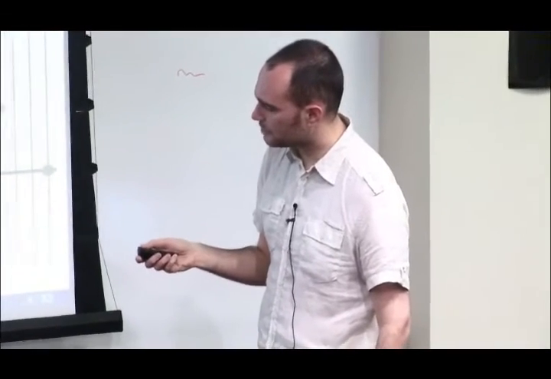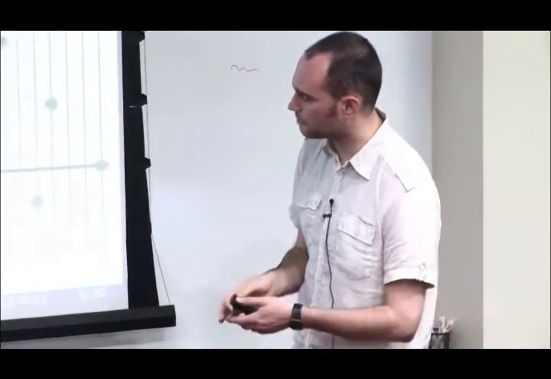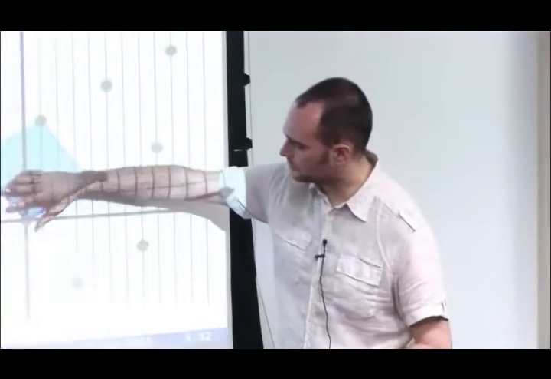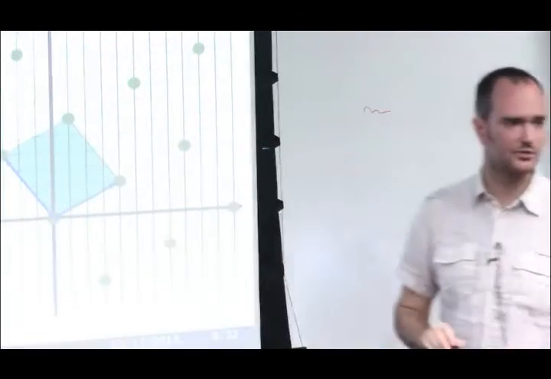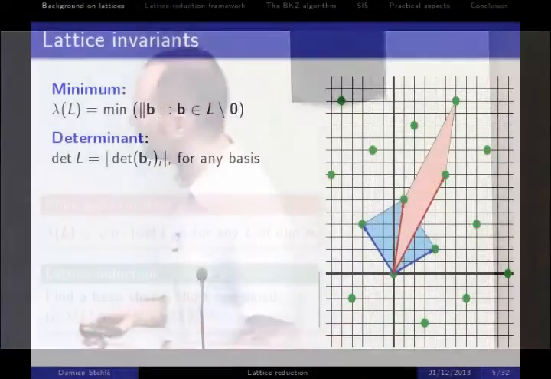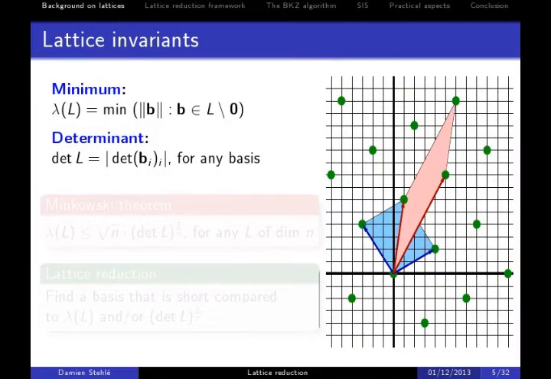And geometrically speaking, it's the area of the parallelepiped spanned by the basis vectors. So you take the basis vectors, you look at the spanned fundamental parallelepiped, and the area of this parallelepiped is the volume or the determinant of the lattice. So here, that's another basis of the same lattice, and the area is equal to the blue area.